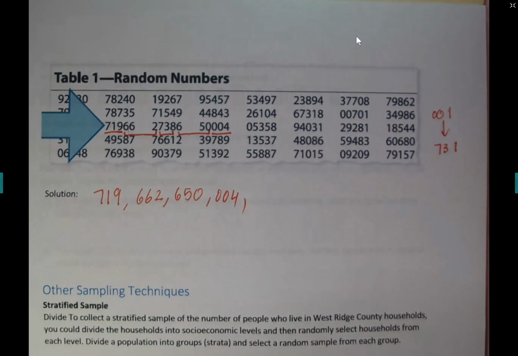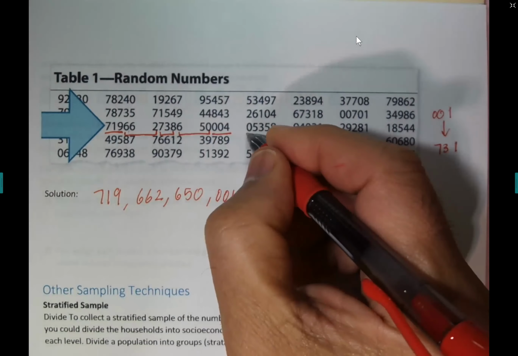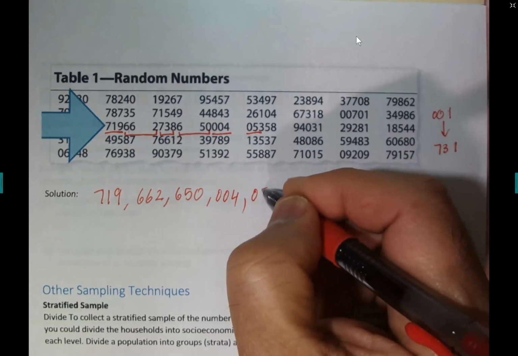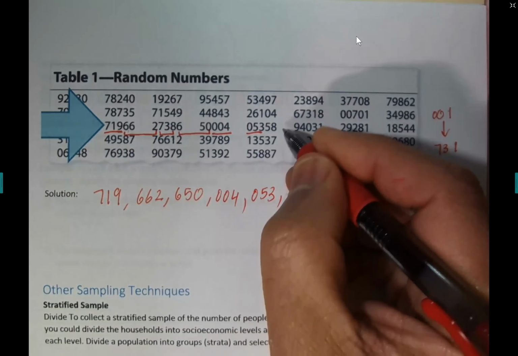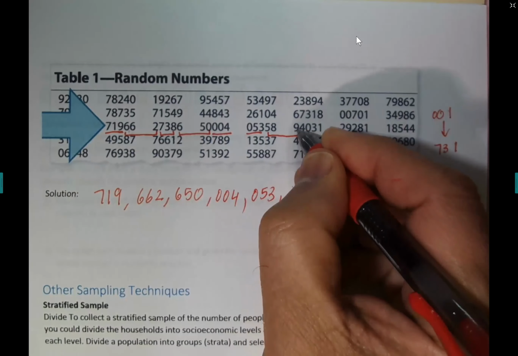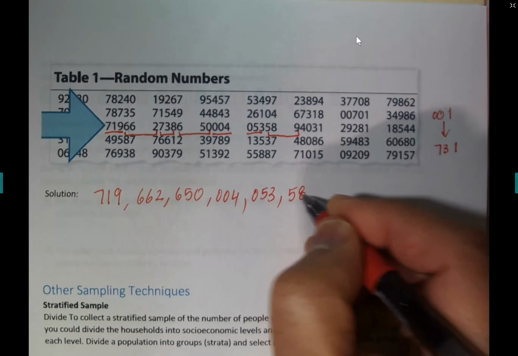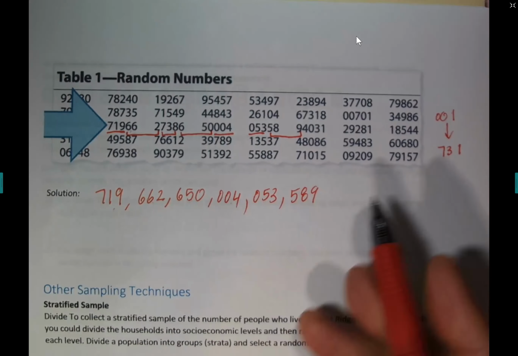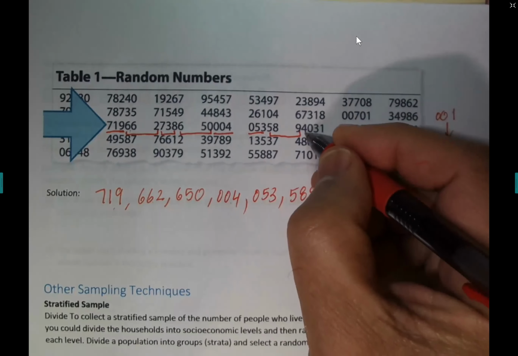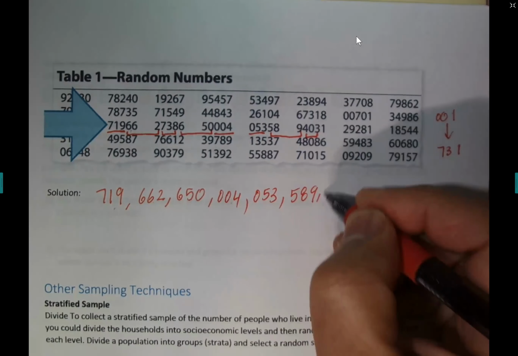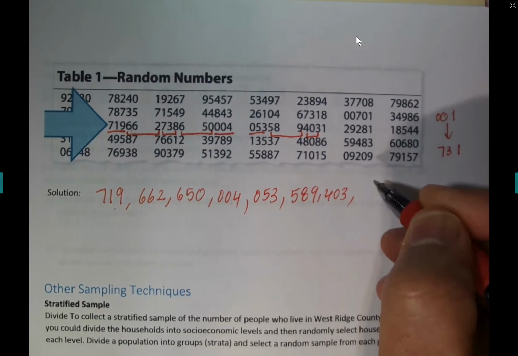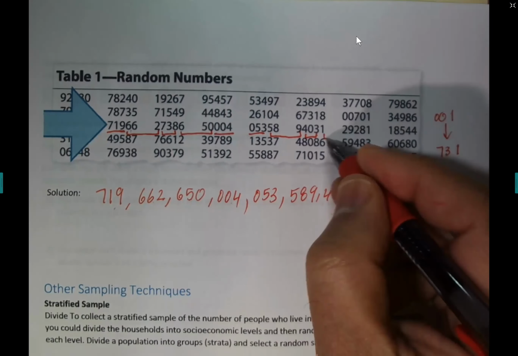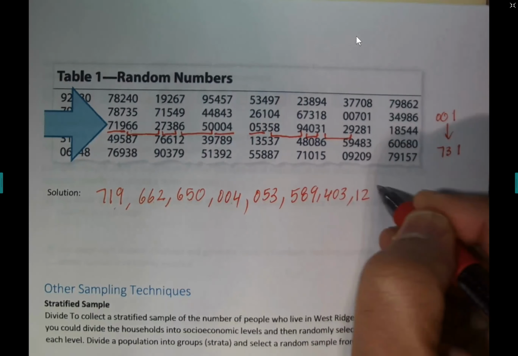We'll continue. 053 in the sample. Next. 589 in the sample. That's less than 731. So I got 1, 2, 3, 4, 5, 6. I need 2 more. 403 in the sample, and then 129. And that's it. You got your 8.